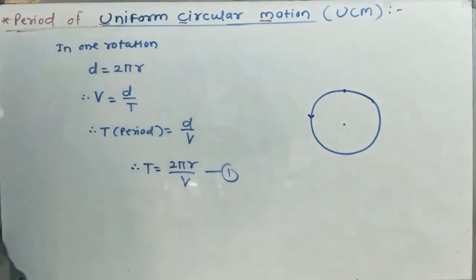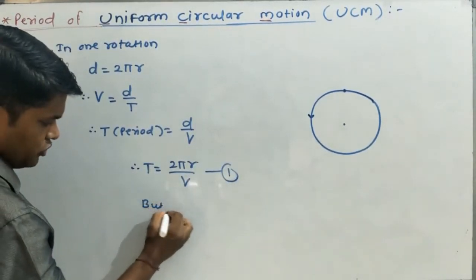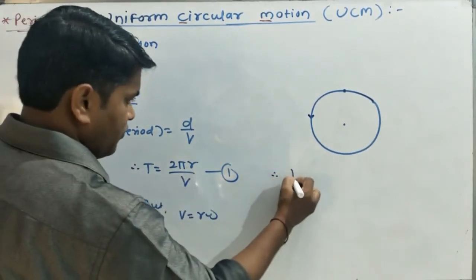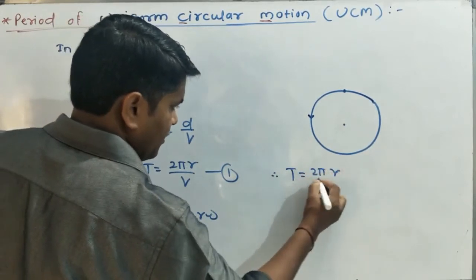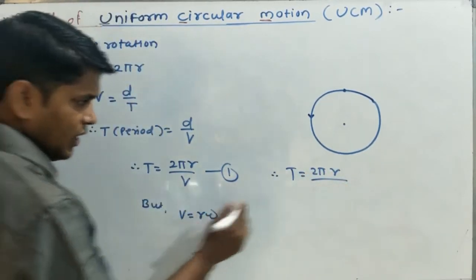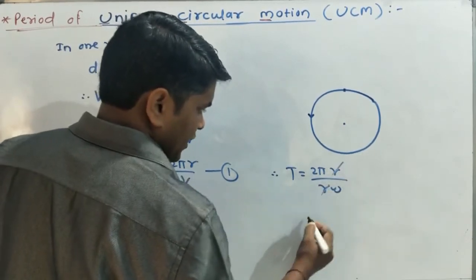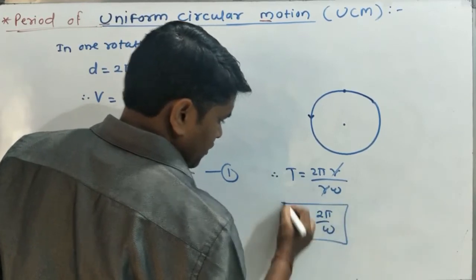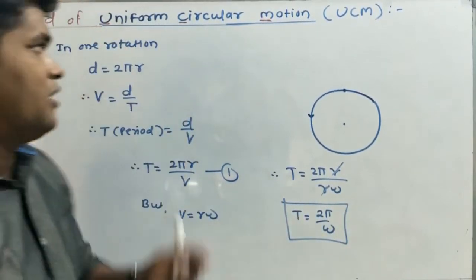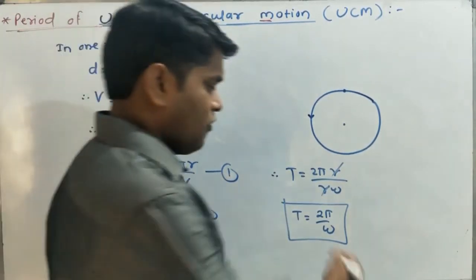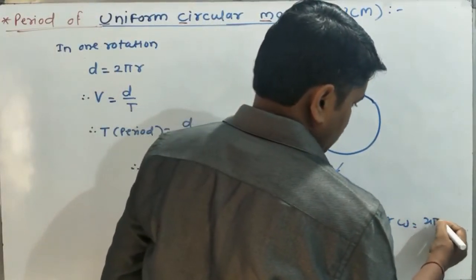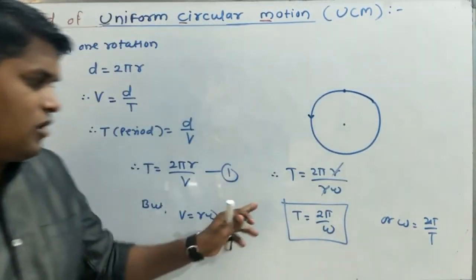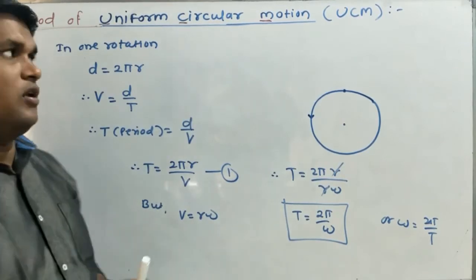Suppose this is equation number 1. But for circular motion, we have v is equal to r omega. So putting it here, we get t is equal to 2 pi r upon r omega. This r gets cancelled, and therefore we have t is equal to 2 pi upon omega. This is the expression for the period of uniform circular motion. From that equation we get omega is equal to 2 pi upon t. This is the most important formula for our problems. Understood? Expression for period of uniform circular motion.